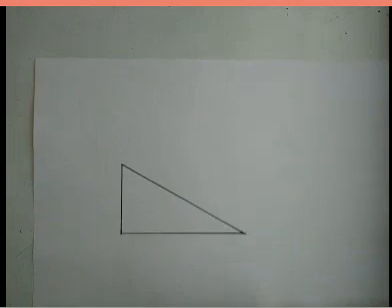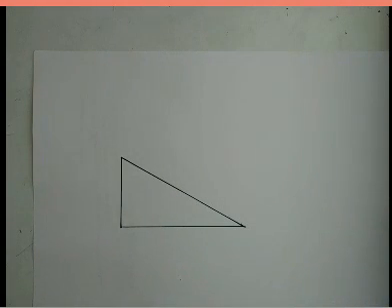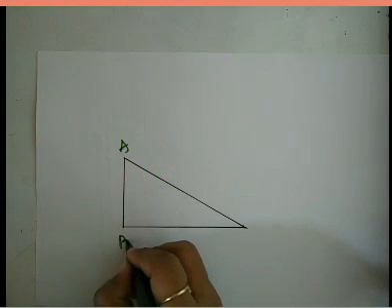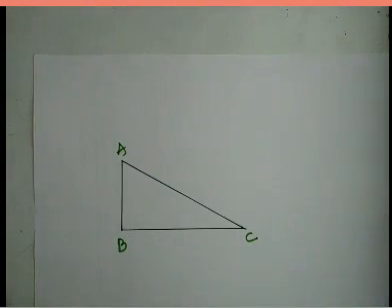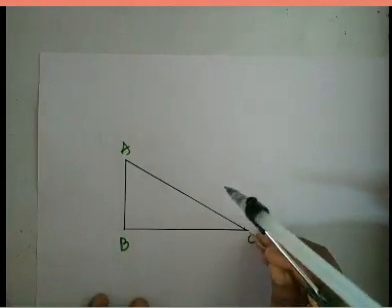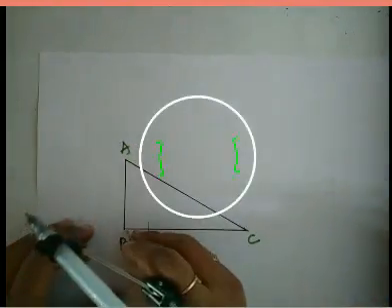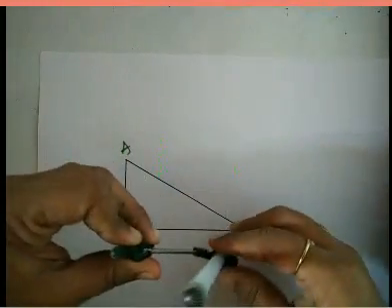Now the last one is the right angle triangle. Here the right angle triangle I have already drawn. I'll draw its three medians. Let's give it the names A, B, C. First let's draw the median of BC. I'll keep the pointer on C, take more than half distance, and draw an arc. Keep the pointer on B.